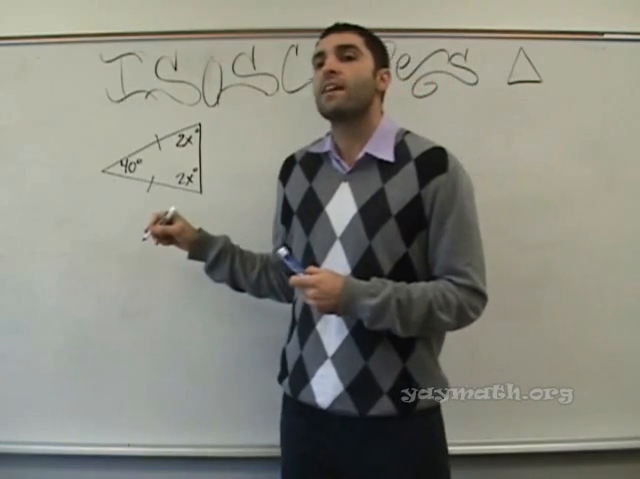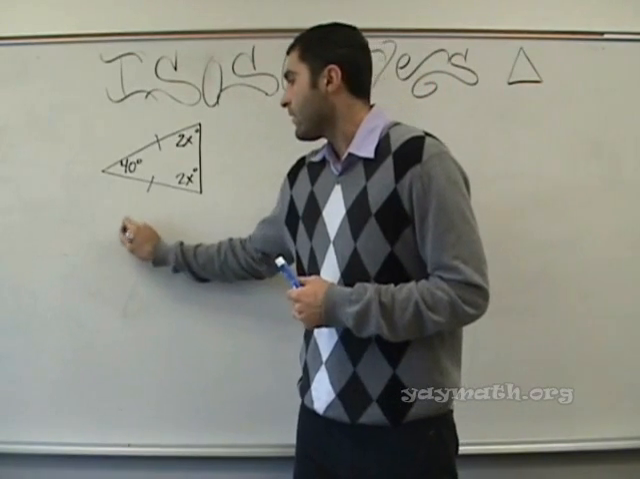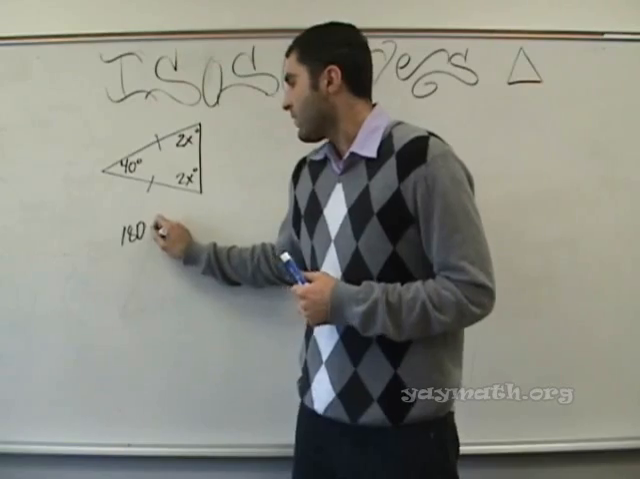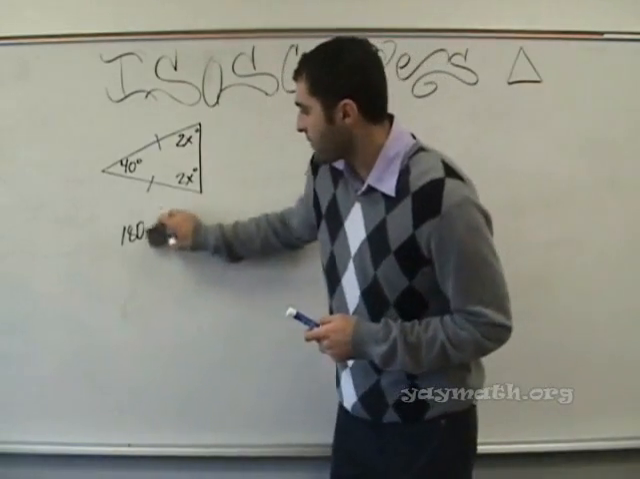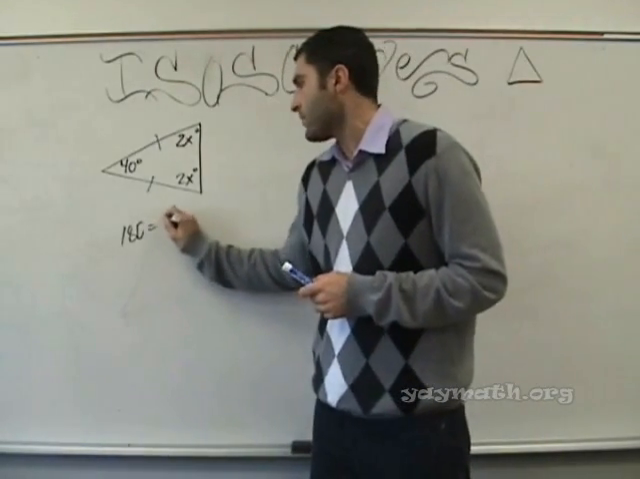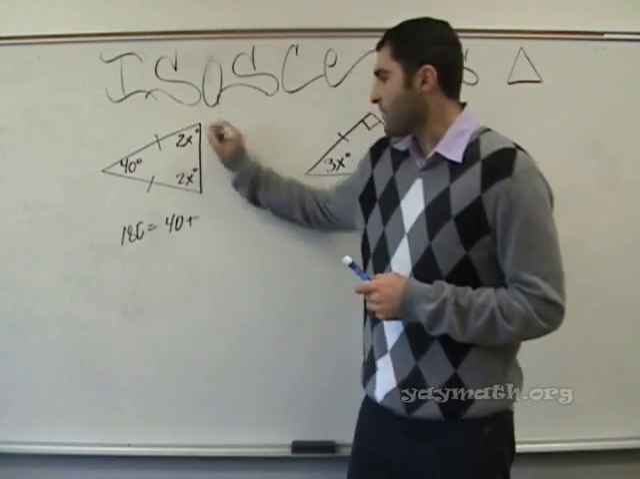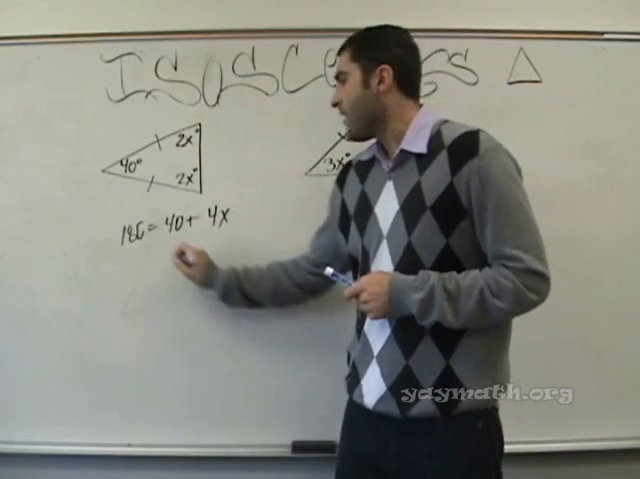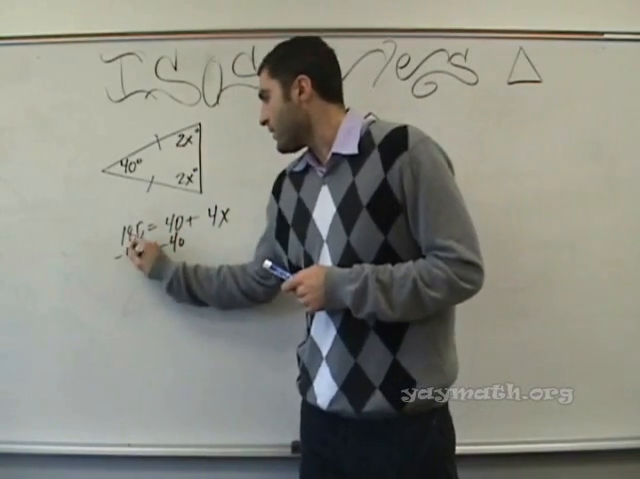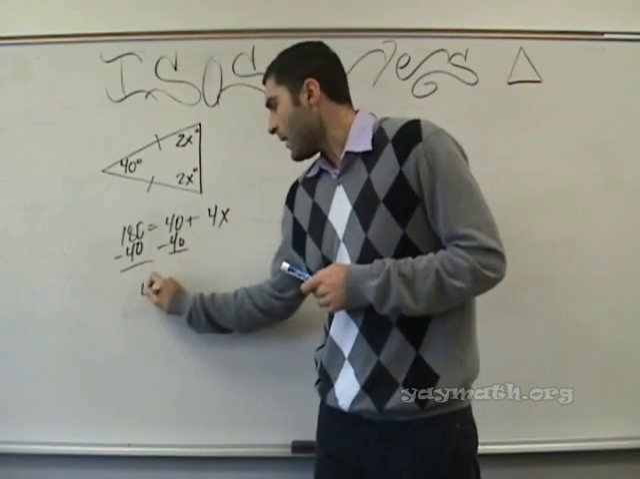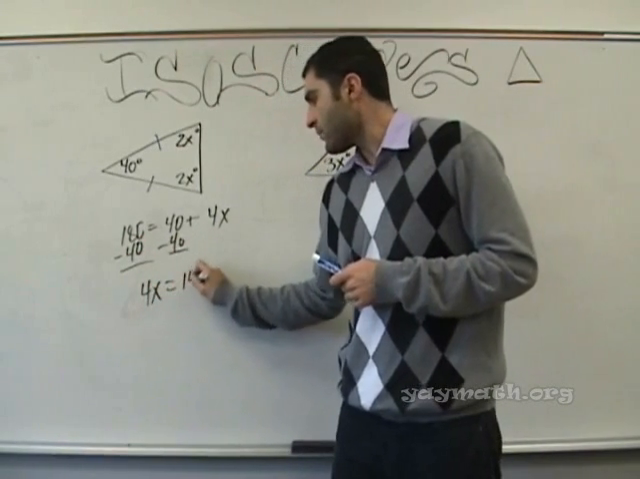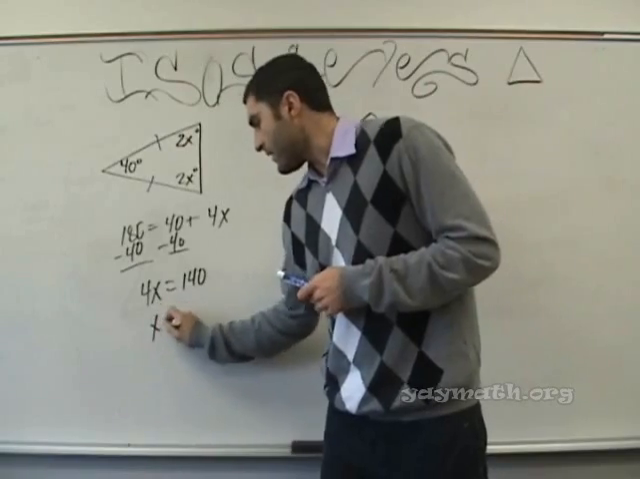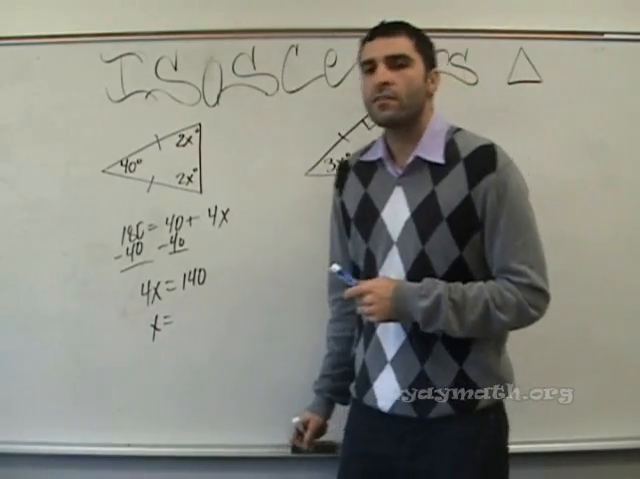The equation is 180 equals 40 plus 4x. That's right, 180 equals 40 plus 2x plus 2x, which is 4x. And then we go minus 40, minus 40. I'm going to bring the 4x over here. 140 equals 4x. X equals, what's 140 divided by 4?